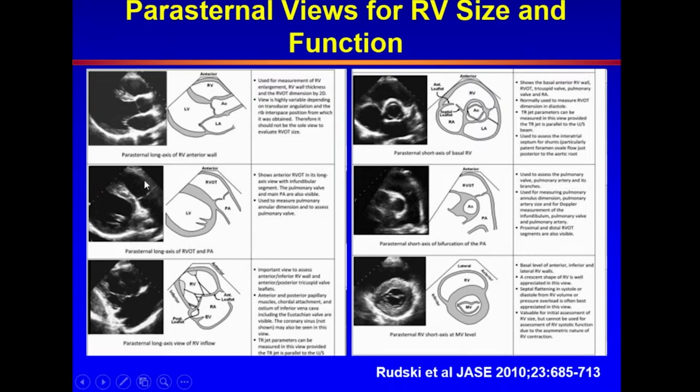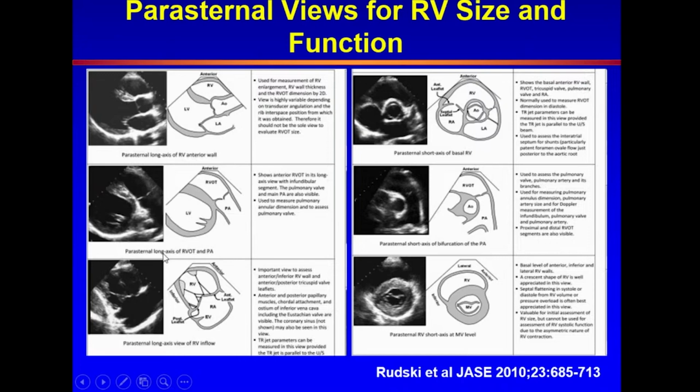There is another view that you see, which is also a parasternal long axis view, that gets you more of the RV outflow tract, the pulmonic valve, and the pulmonary artery above the valve. And this is an ideal view to look at the infundibulum, to look at the pulmonic valve itself. Patients with infundibular stenosis, pulmonary valve pathology, you can align with flows also through the RV outflow tract in that view.